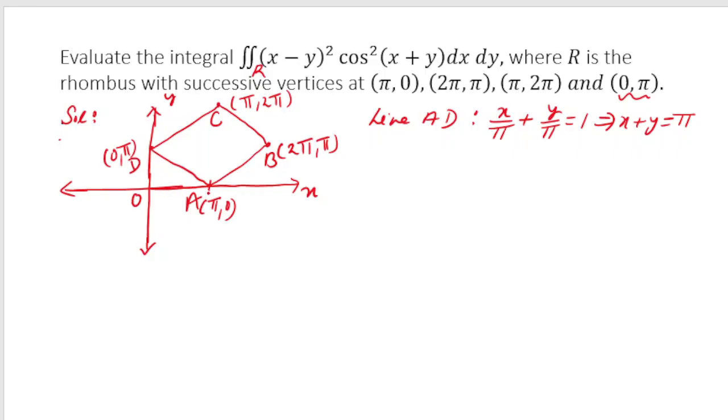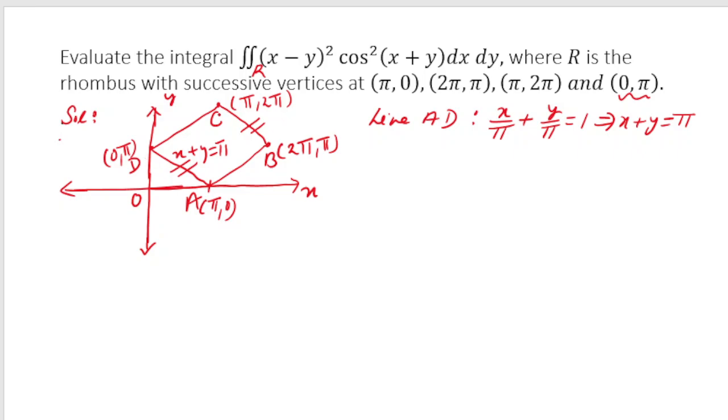So that is of length pi. So the x-axis intercept is pi, and the y-axis intercept is also of length pi. So x by pi plus y by pi is equal to 1, so x plus y is equal to pi. Now this line DA is parallel to this line, so let me write it over here. The equation of this line is x plus y is equal to pi.